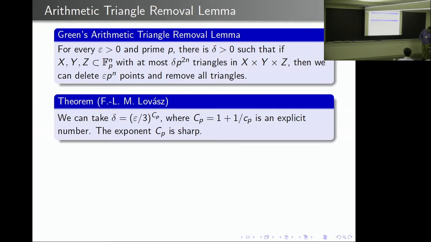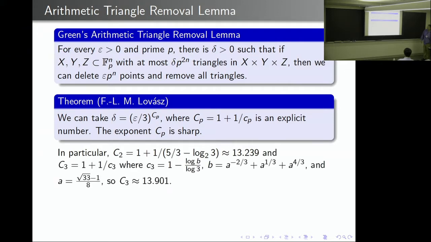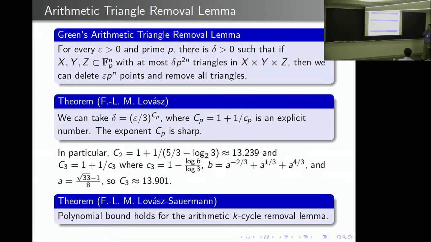If you wanted to see the first few values, c_2 is about 13.239. It's some strange thing. For c_3, there's some optimization problem in order to figure out what these are. And you can write down what these exponents should be, but they get a bit complicated for the first few values.